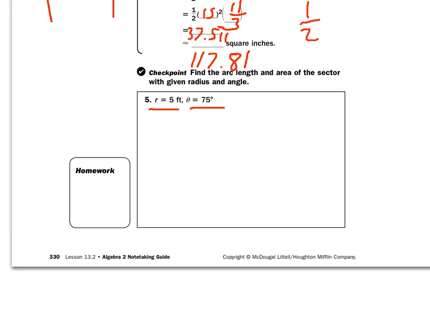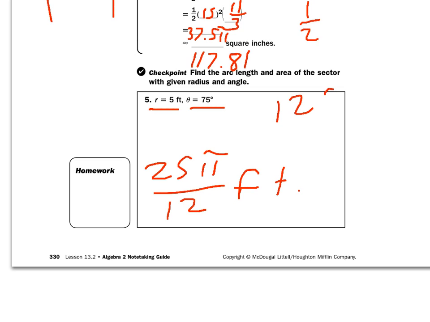Hopefully you ended up with 25 pi over 12 feet for the arc length, and 125 pi over 24 feet squared for the area. Okay, that's 13-2.